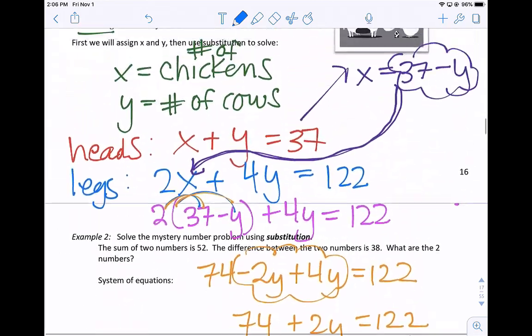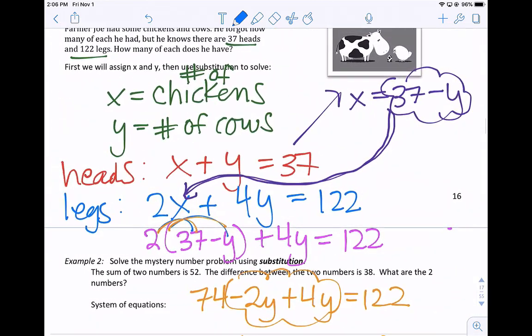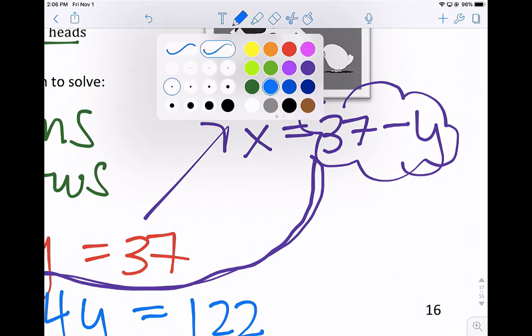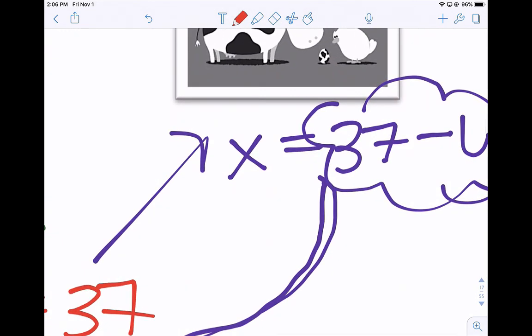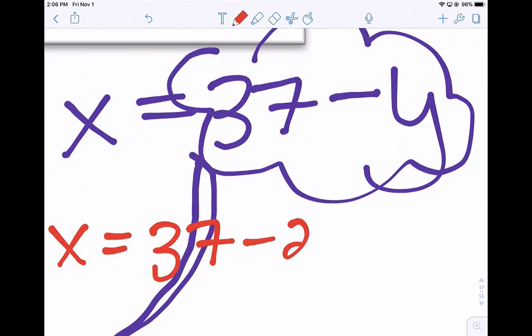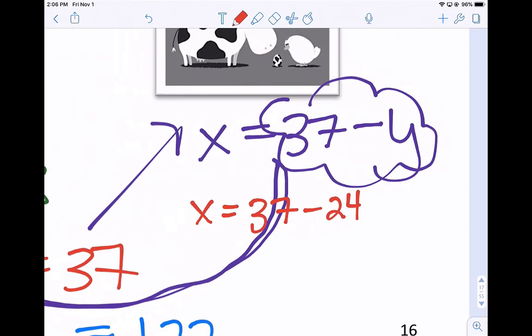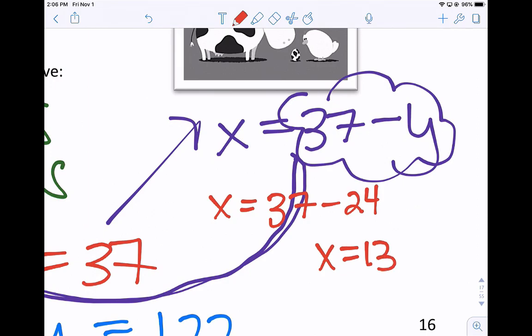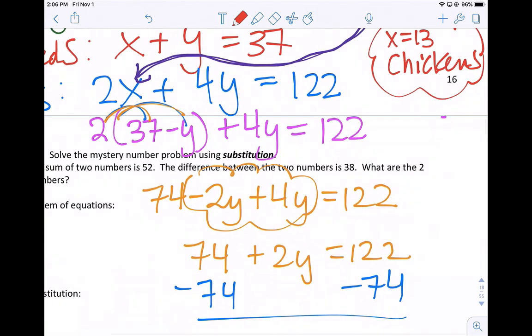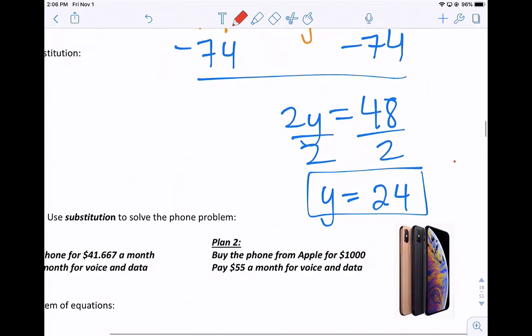So to solve for the number of chickens, we can plug into either equation, so the x plus y equation, or I'm going to plug into this one because, again, x is the number of chickens. So we have x equals 37. We know how many cows there are. There's 24. So I'm going to plug that y as 24, and then we're going to solve. Okay, so we get 13. So here we'll have x equals 13. All right, so let's label it: x is 13, this is chickens. And then we have the number of cows. We have 24 cows.